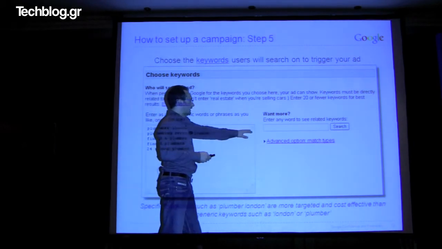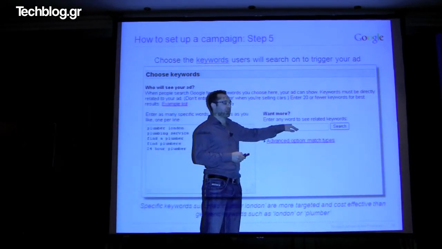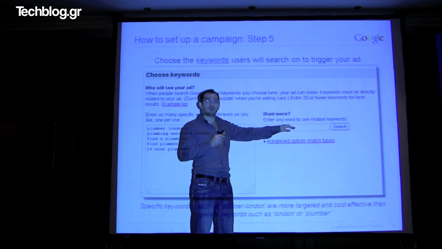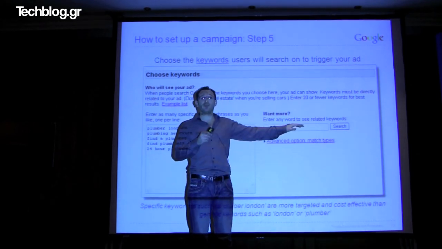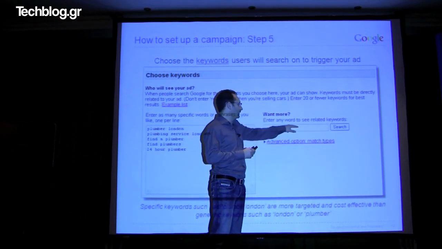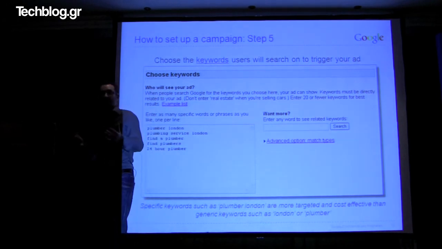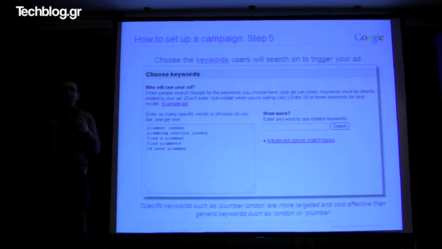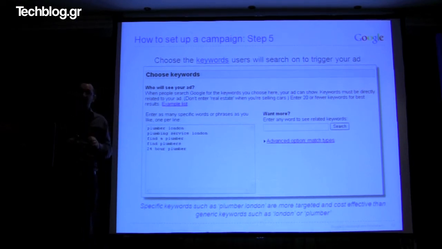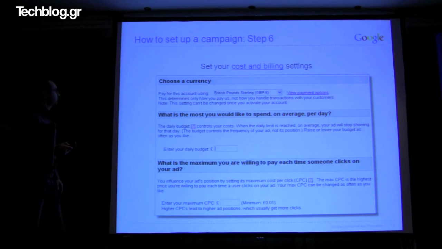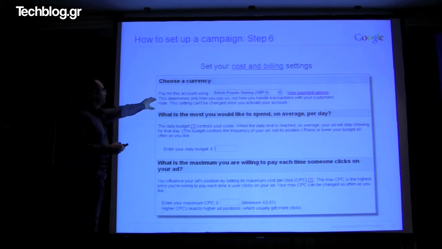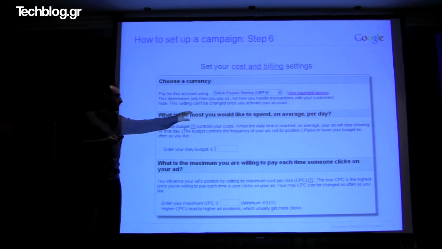Now, what Google also does is, there's a box here where Google can return to you relevant keywords that you may not have thought of. So if I was to type in plumber and then do a search, what Google will do is provide you with a whole list of keywords which Google has worked out would be relevant for you as the plumber. And then you can select those keywords yourself, put them into the system, and then you're up and running. Then you get to choose your currency with which you pay for the ads.